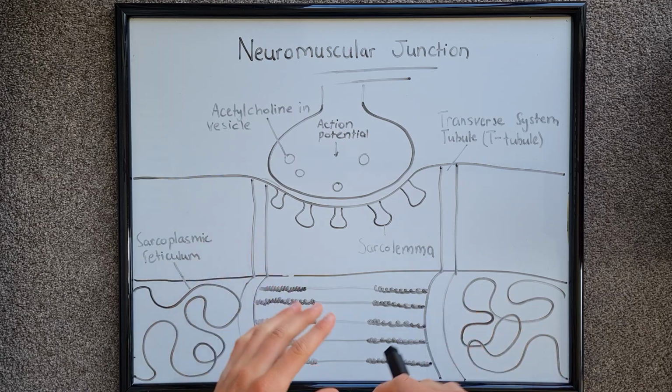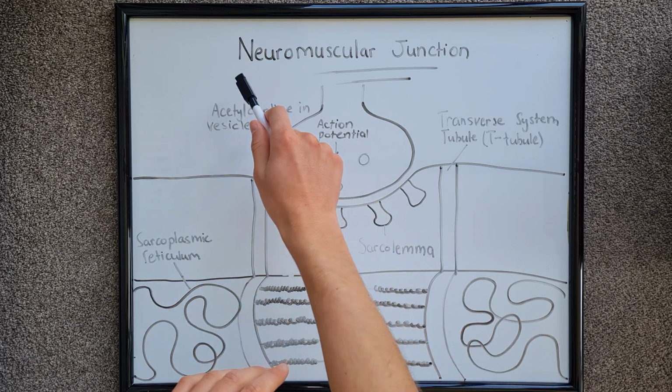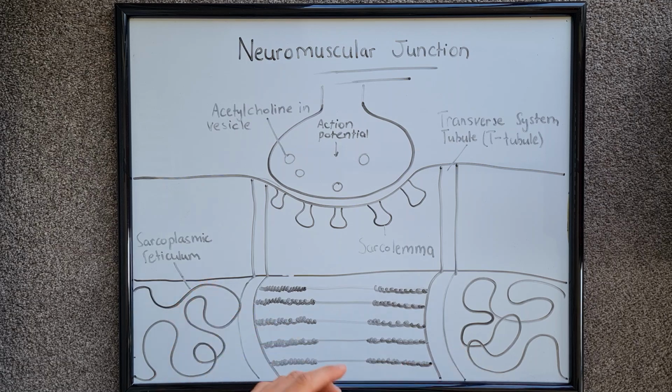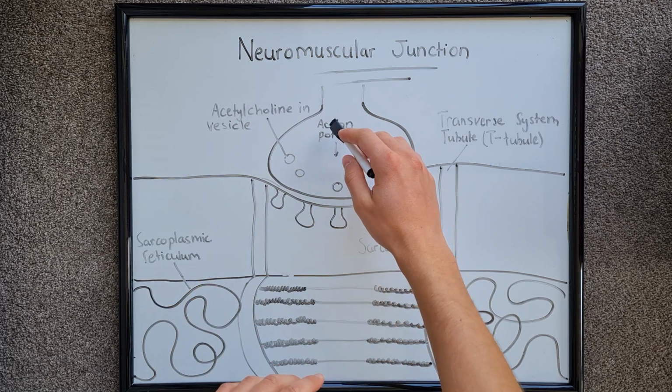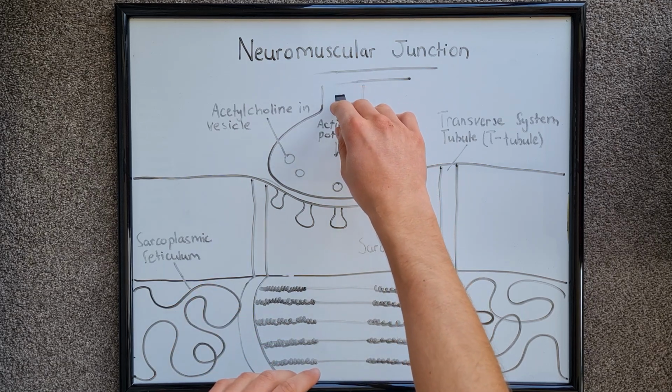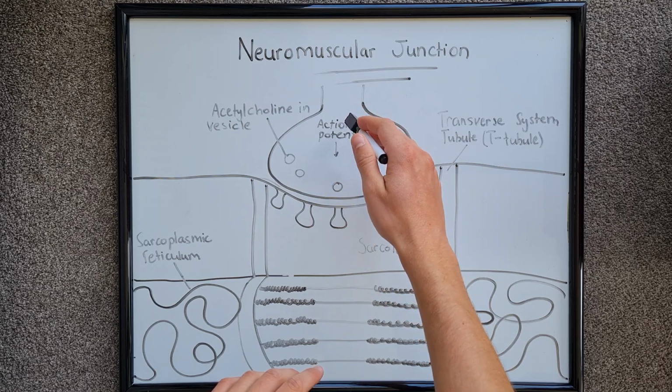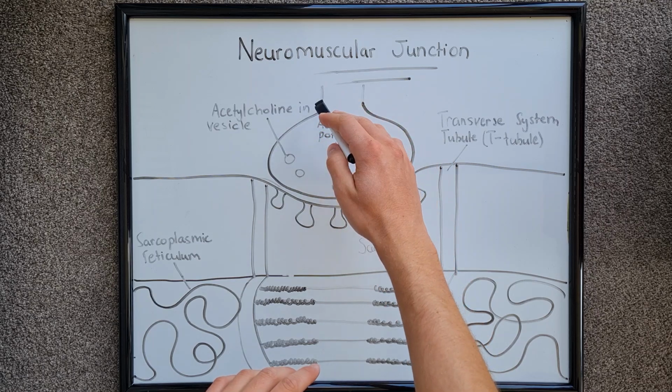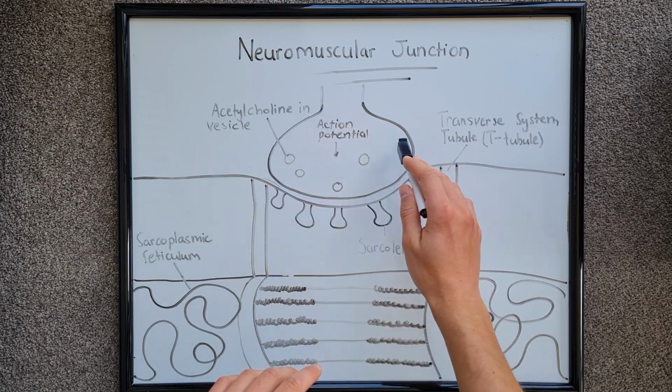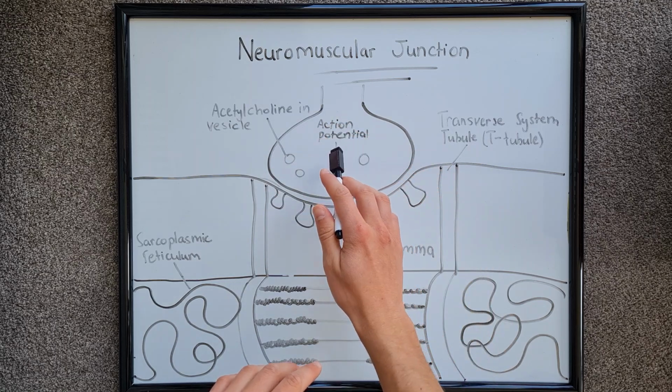In today's video, we're going to be taking a look at the neuromuscular junction for A-level biology. So here we can see that the action potential is coming along the axon of the motor neuron and it's reaching the presynaptic membrane of the synaptic knob.